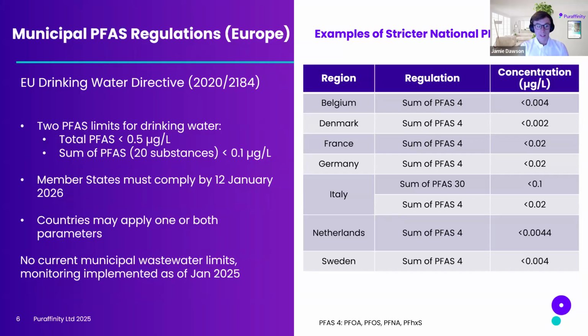Beyond the EU drinking water levels, some individual countries have also set their own stricter limits, particularly for the PFAS 4, which is PFOA, PFOS, PFNA, and PFHxS. So it means it's not really a one size fits all installation. It's very much a case by case basis, depending on the PFAS levels that these sites might be receiving and the regulations that are being put in place either in the EU or at individual state level.